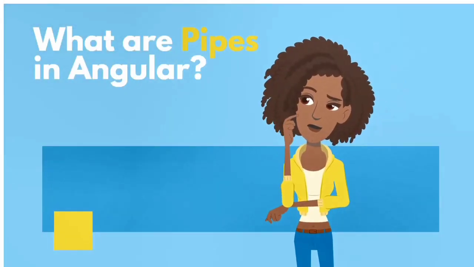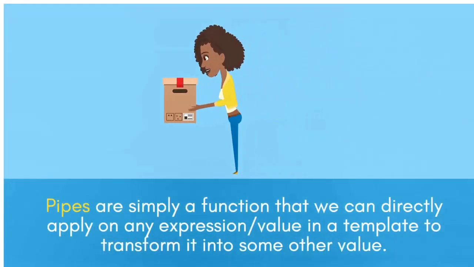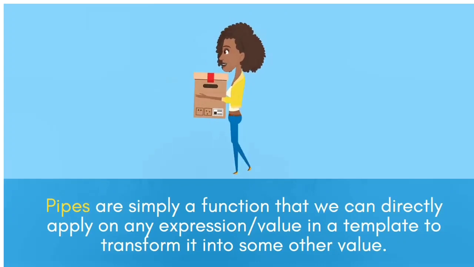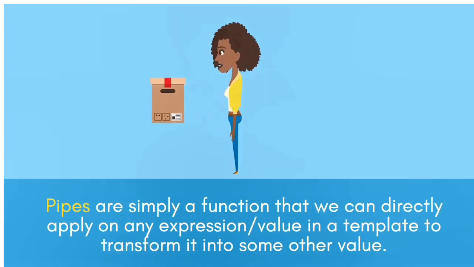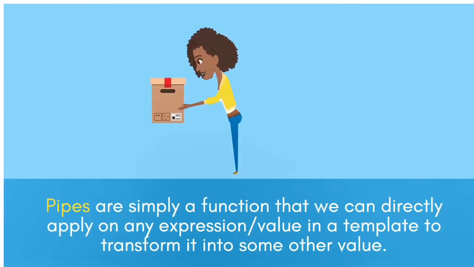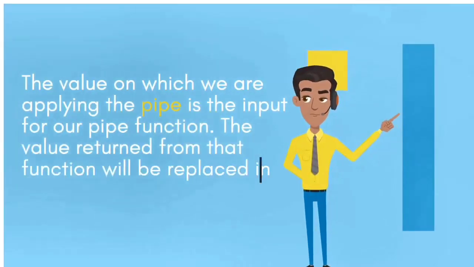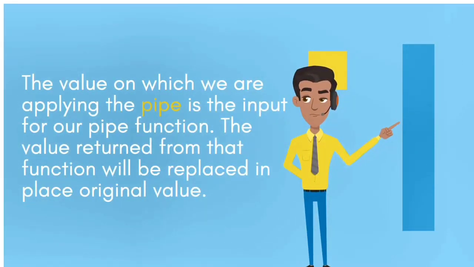What are pipes in Angular? Pipes are simply a function that we can directly apply on any expression/value in a template to transform it into some other value. The value on which we are applying the pipe is the input for our pipe function. The value returned from that function will be replaced in place of the original value.